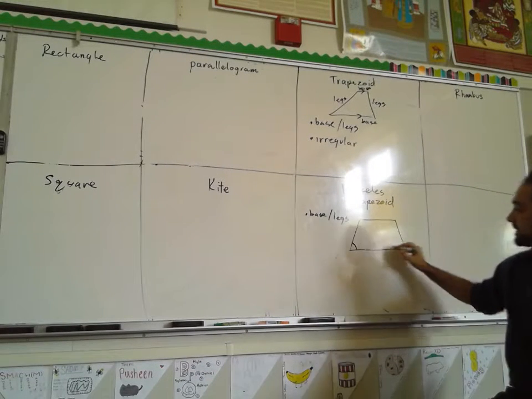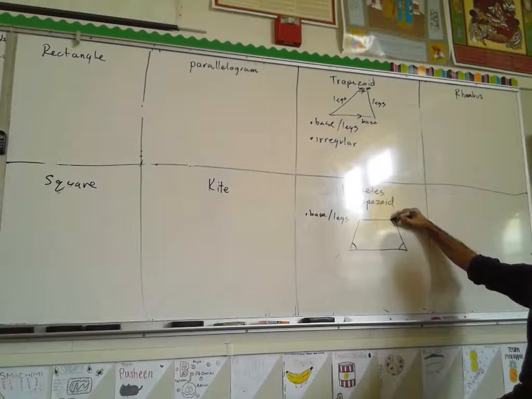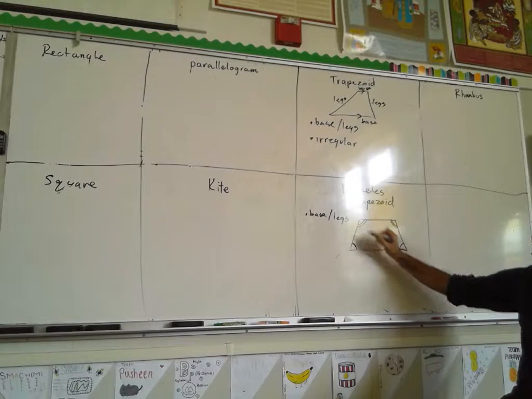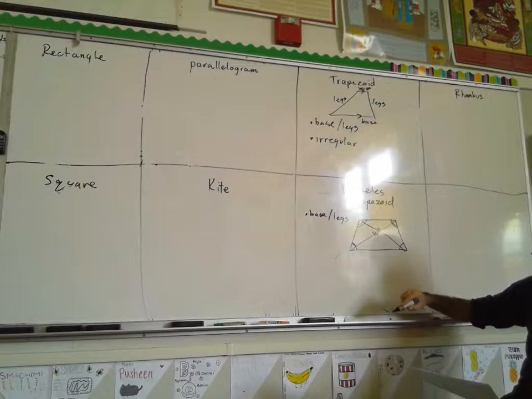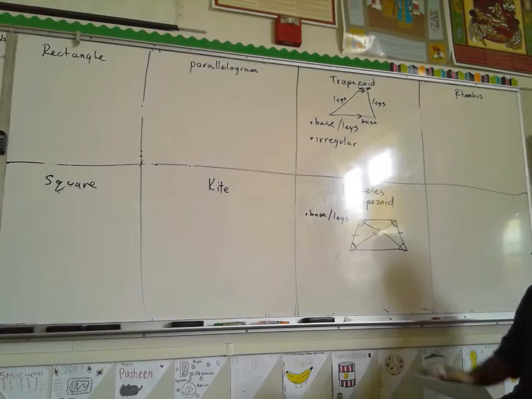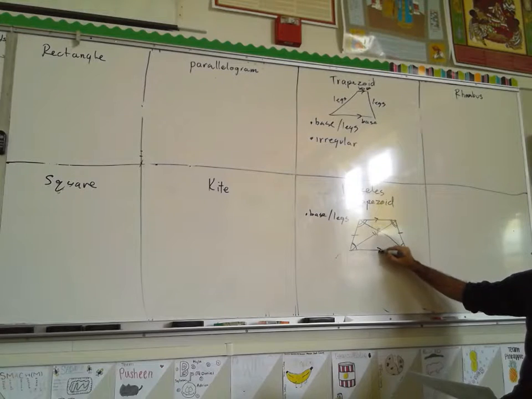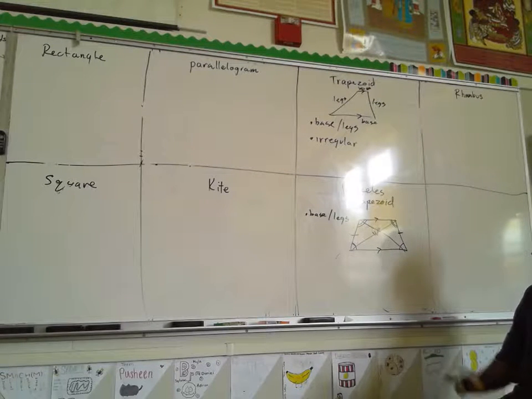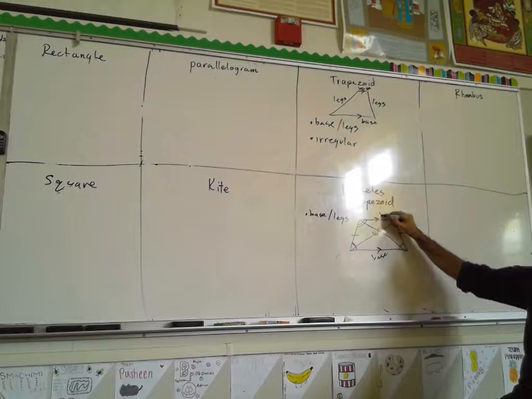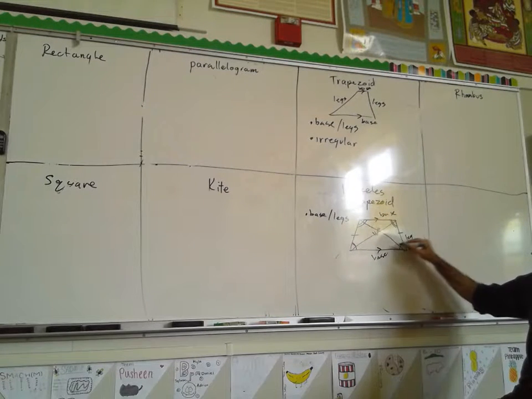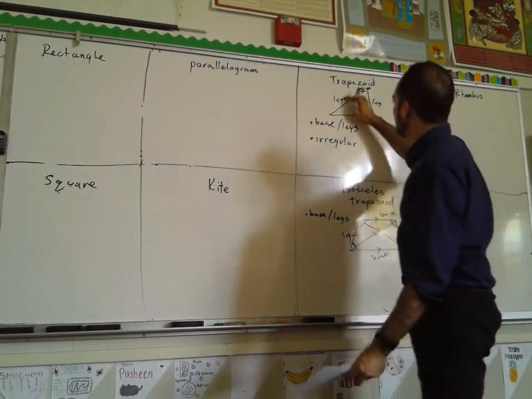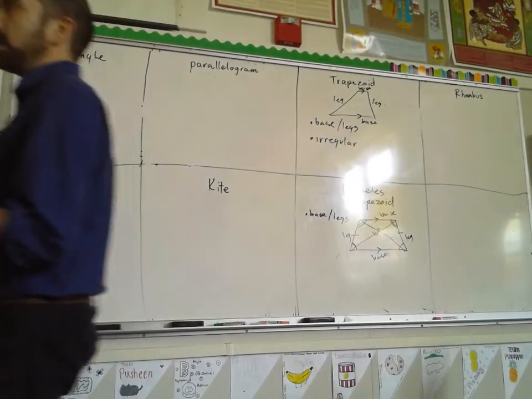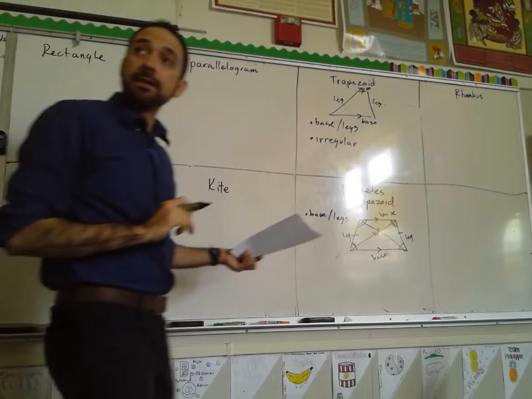So isosceles trapezoid has base angles that are the same. It has the other angles also congruent. We have diagonals that are congruent. And the legs are congruent. Also, the bases are parallel to each other. Base, base, leg, leg. Not legs, that's legs.